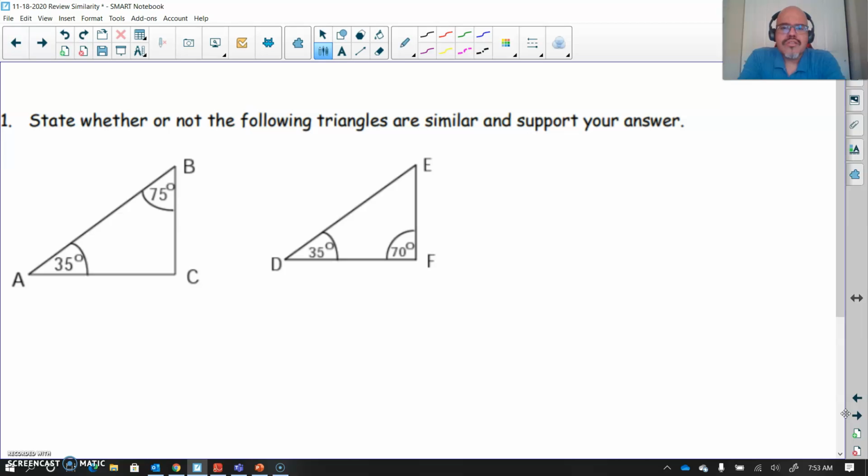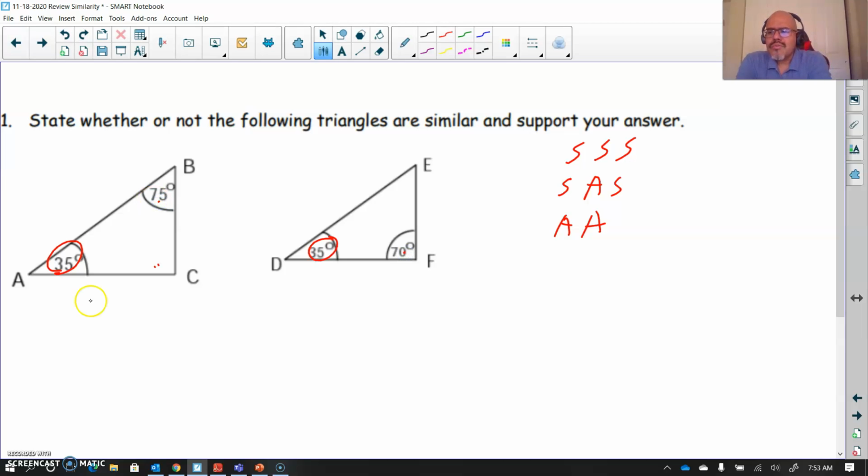Now, state whether or not the triangles are similar, and support your answer. So first off, we only have angles here. So remember, the similarity statements are side, side, side; side, angle, side; or angle, angle similarity. Now, in order for us to have angle, angle similarity, we need two angles that are the same in order to mark these as similar triangles. So we have one angle, 35, and we don't have any other ones. We suspect that this might be 70, the same as over here, but we're given 75 over here.